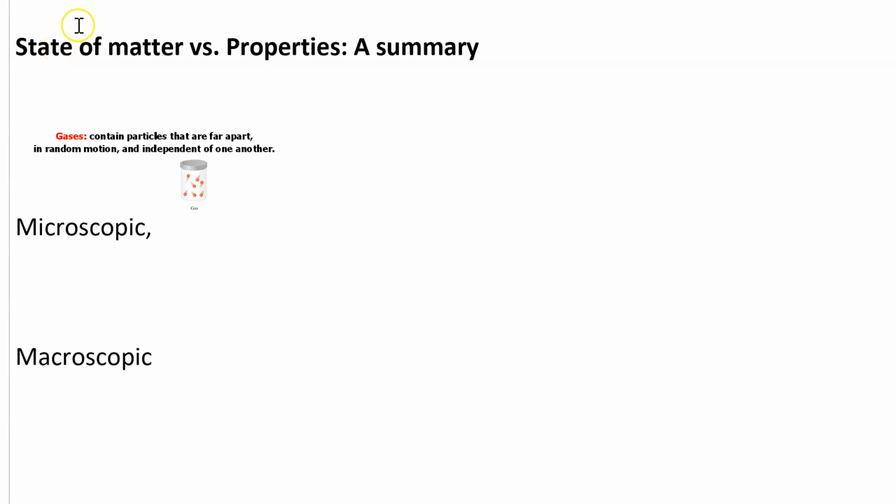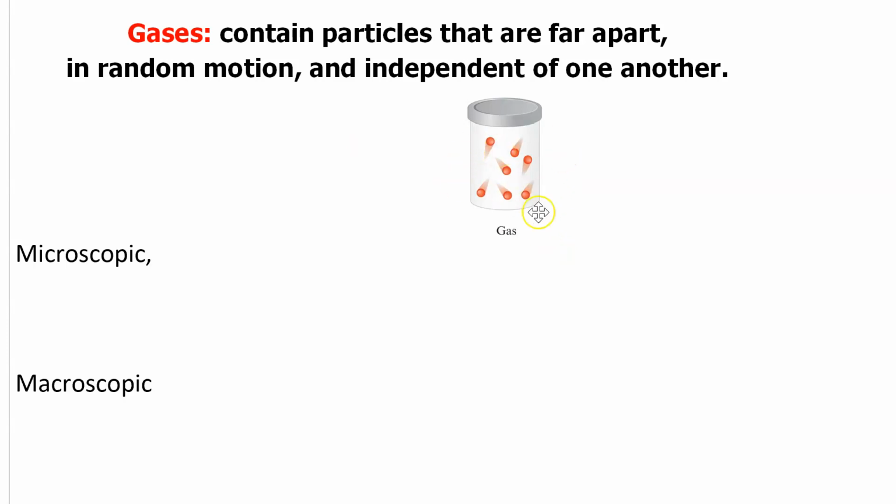This video sums up the properties of the different states of matter. Here's a jar of gas molecules, and they're shaped funny because that's trying to depict their movement. But anyway, they're moving around and colliding with each other. It's mostly empty space, and the particles are independent.